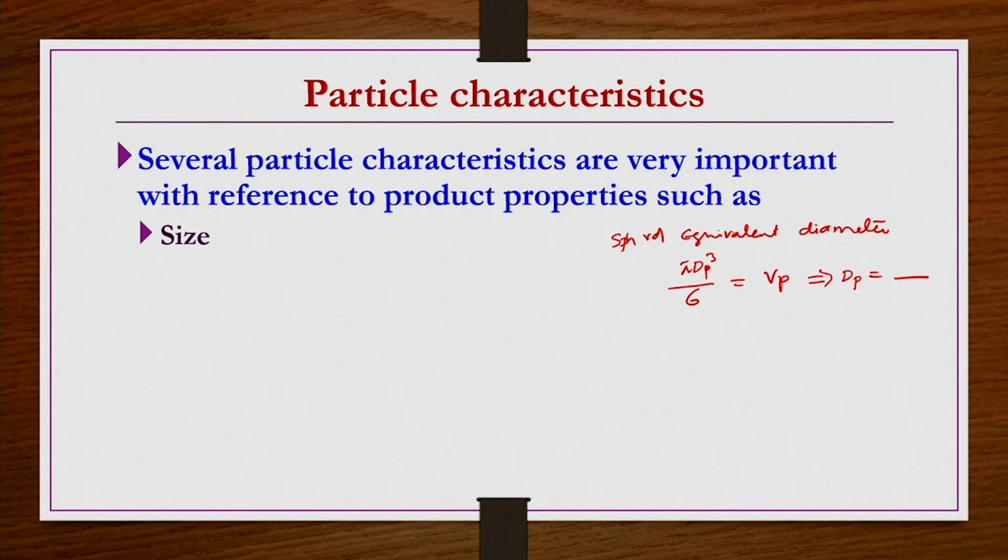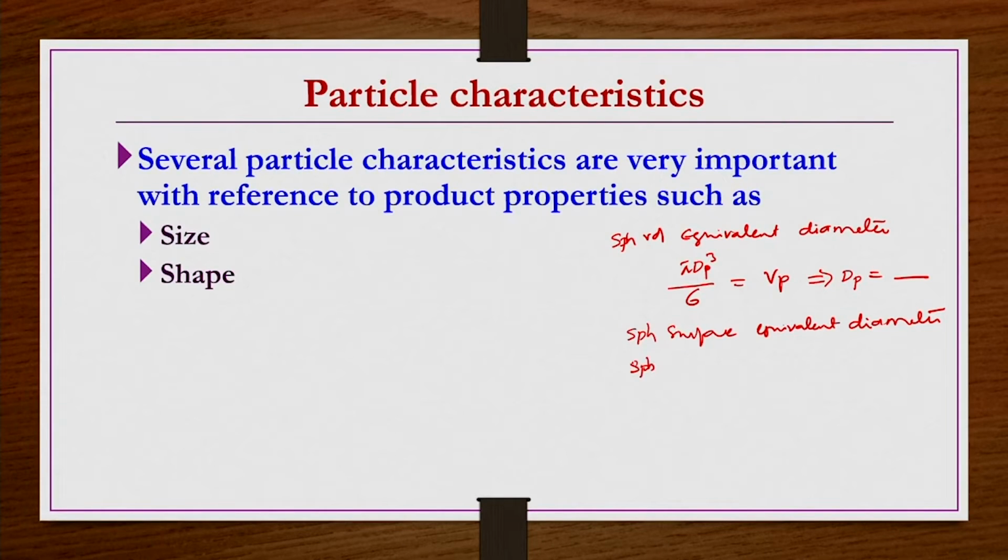Likewise, we also had a sphere surface equivalent diameter, where we measured the surface area of the particle and then equated it to a spherical particle whose surface area is the same as the surface area of the irregular particle. From there, whatever dp we get is again the equivalent diameter or nominal diameter, but that is the sphere surface equivalent diameter. Likewise, we can have a sphere surface to volume ratio equivalent diameter, which we also have seen.